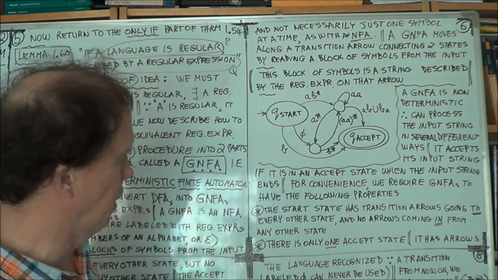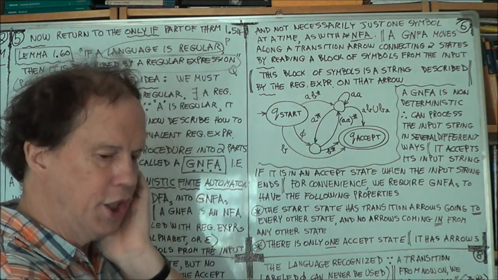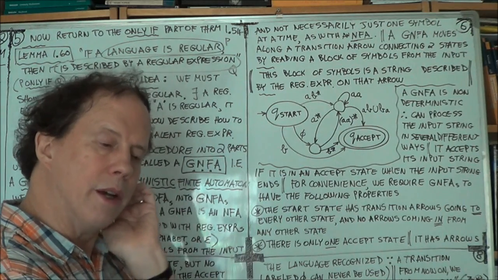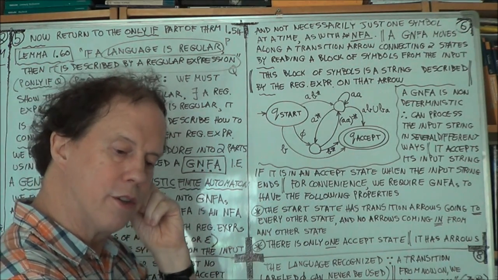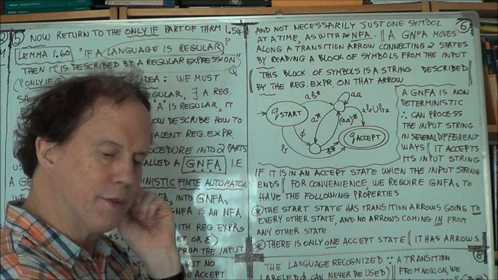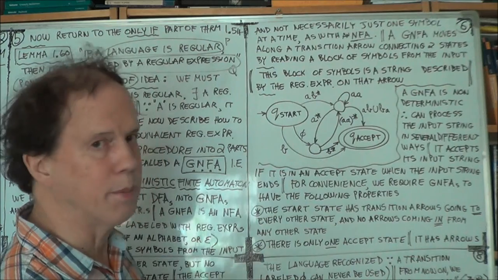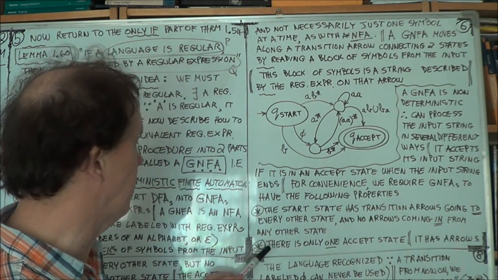That's your first condition, first constraint on your GNFA. You impose this constraint to make it useful, and you won't see why it's useful till later. You just have to accept this for the moment. All right, now the second one.